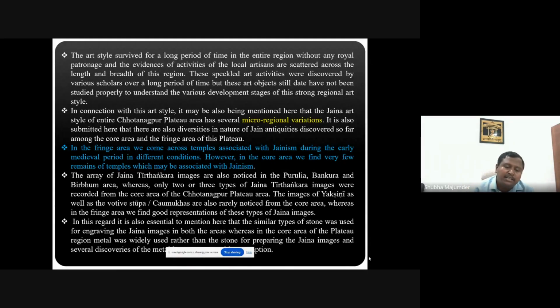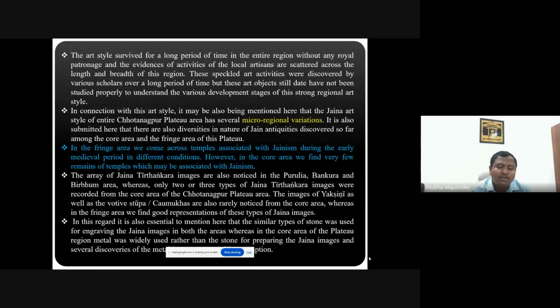The Jaina Tirthankara images are also noticed in the Purulia, Bankura and Birbhum area, whereas only 2 or 3 types of Jaina Tirthankara images are recorded from the core area of the Chhotanagpur Plateau. The images of the Yakshini as well as the Bhotipu Stupa and Chaumukha are also rarely noticed in the core area, whereas in the fringe area we find a good number of representations of these types of Jaina images. So the findings of the Jaina antiquities also vary from the core area to the periphery area of the plateau.